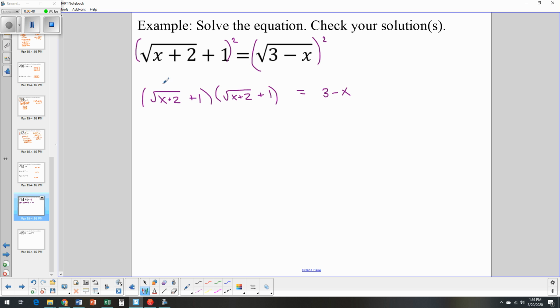So here, I'm going to make sure I'm distributing correctly. First, I'm going to do the square root of x plus 2 times the square root of x plus 2. And when I do that, I just get x plus 2. Then I'm going to do the square root of x plus 2 times 1, so that's plus the square root of x plus 2. Now I'm going to take this 1 and start to distribute it. So 1 times the square root of x plus 2 is again the square root of x plus 2. And then 1 times 1 is 1.